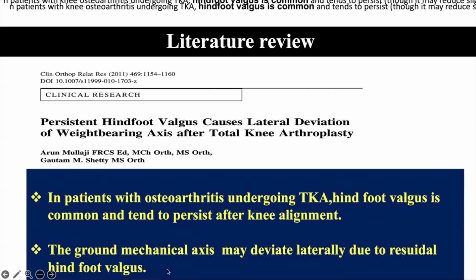This is very important. So if the patient is symptomatic, or you are evaluating the patient preoperatively, in the post-op also you should follow up and see whether this pathological hindfoot valgus has become physiological or neutral, or whether this lateral deviation is still persisting. So that is very important in the clinical assessment.